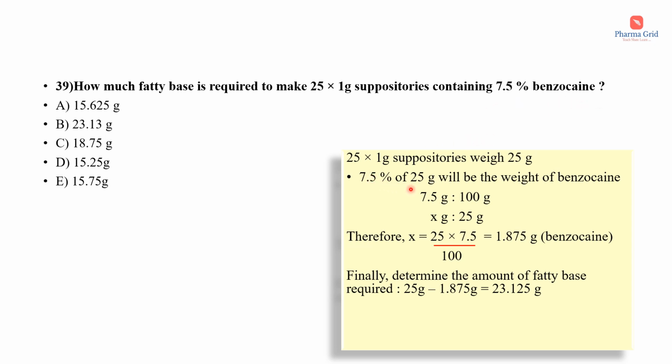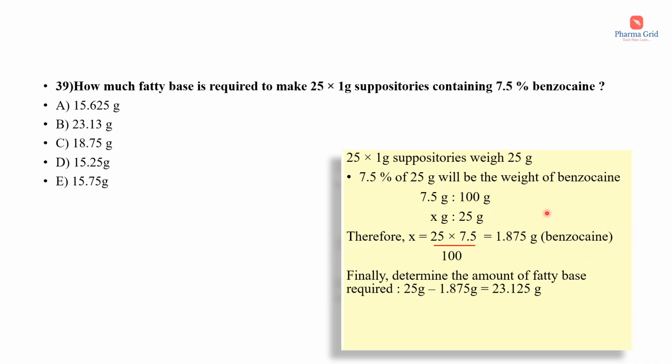So 7.5% of 25 gram will be the weight of the benzocaine. 7.5% means 7.5 gram is present in 100 gram. So let it be x gram. X is the amount of the drug present in 25 gram of the suppositories. Therefore x is equal to 25 into 7.5 divided by 100, that is equal to 1.875 gram of benzocaine. So we got the amount of the drug present in 25 gram of the suppositories.